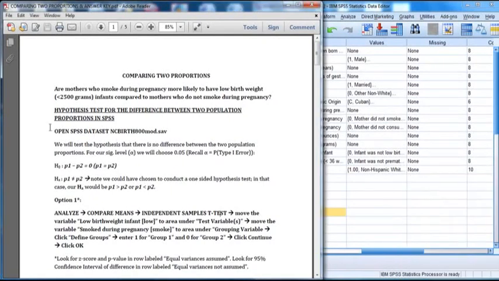Hello class, this week we'll be learning how to compare two groups. First we'll learn how to compare two population proportions. Next we'll learn how to compare two population means. And then we'll learn how to calculate confidence intervals for the difference between two population proportions. And then we'll learn how to calculate confidence intervals for the difference between two population means. And we'll be doing this as usual in SPSS.